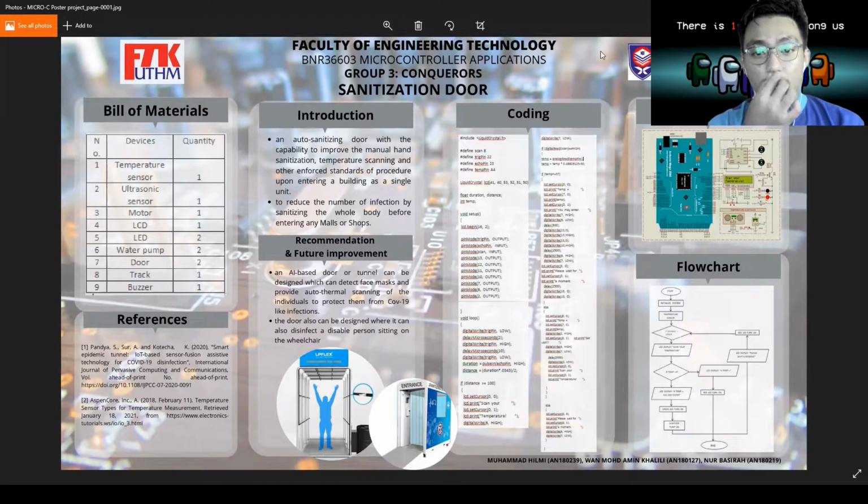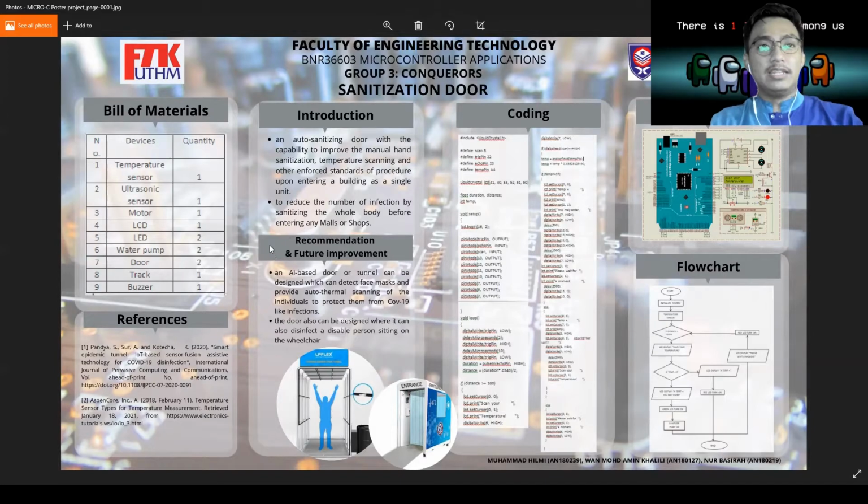So our system is an auto-sanitizing door, which can improve the old manual system, which is hand sanitization, temperature scanning, and other enforced SOP upon entering any malls and shops. So the new system developed by us can help to reduce the number of infections among the window shoppers due to the inefficiency of the old system. And also it can improve the effectiveness of SOP before entering the building or malls.